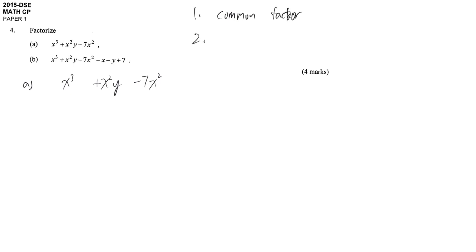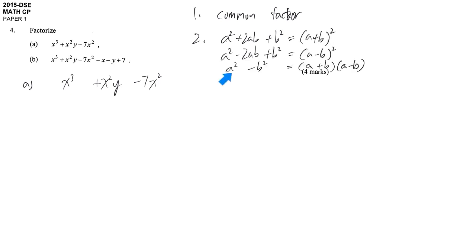The second one is, in case we can't find a common factor, then we may consider some identity format, like a squared plus 2ab plus b squared is equal to a plus b bracket squared. Whenever we can write in this format, then we can change it to the right hand side format. This is called factorization. The last one, if we can't solve it by this and still can't find this format, then we have to use the last resort, which is the cross method.